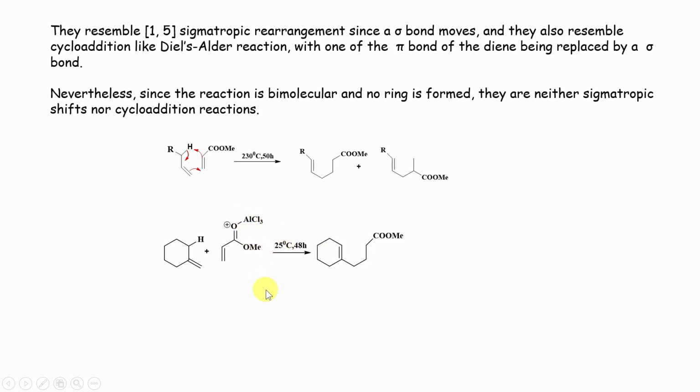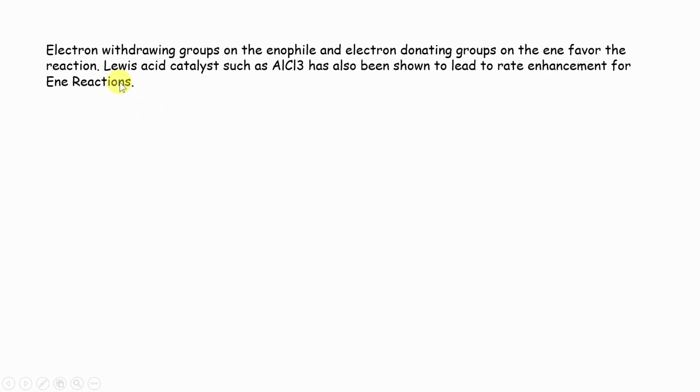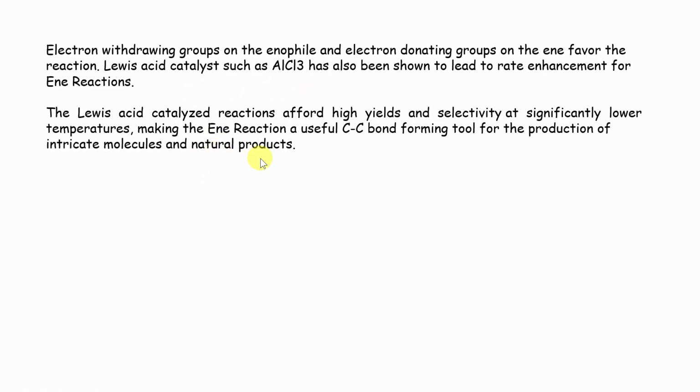catalyst. Okay, as in the case of the Diels-Alder reaction, electron withdrawing groups on the enophile and electron donating groups on the Ene favor the reaction. Lewis acid catalysts such as aluminum chloride have also been seen to lead to rate enhancement for the Ene reaction, that we had already discussed. The Lewis acid catalyzed reaction affords high yield and selectivity at a significantly lower temperature, making the Ene reaction a useful carbon-carbon bond forming tool for the production of natural products.